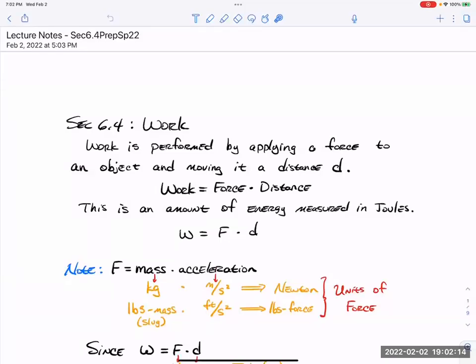Okay, so today we are working on an application section 6.4, and it's called work. So first of all, what is work? This concept. Well, work is performed by applying a force. Now, a force is like you're pushing something across a table. So imagine you place a brick on a table and you push it by applying a force. Well, when you apply that force, you're obviously going to move that brick a certain distance.